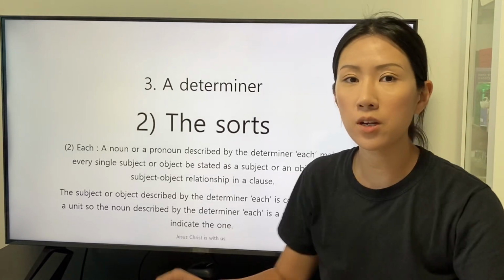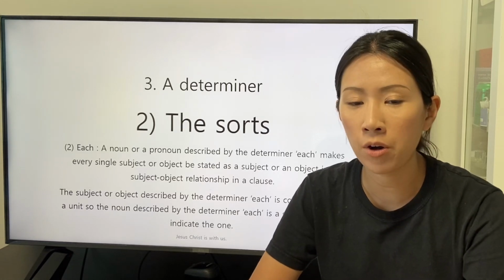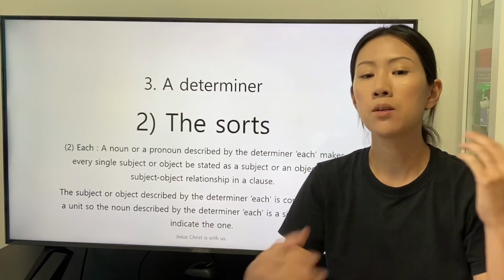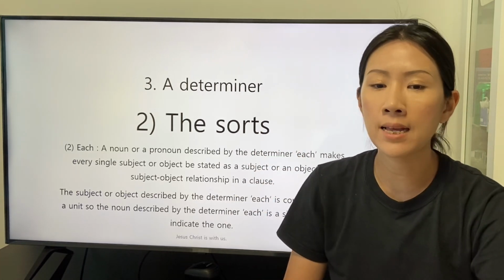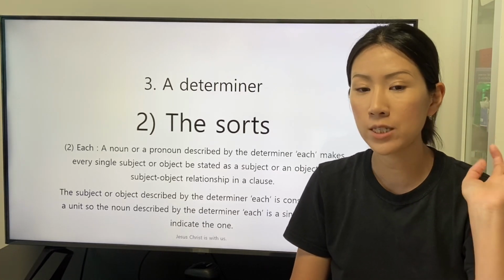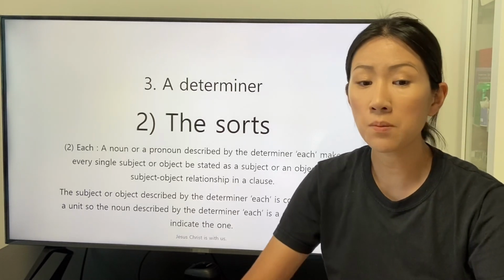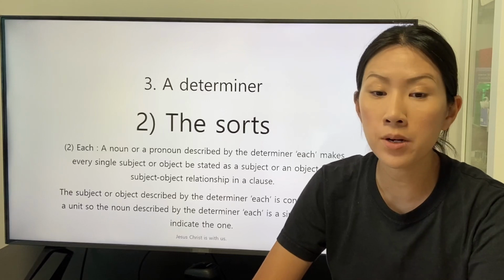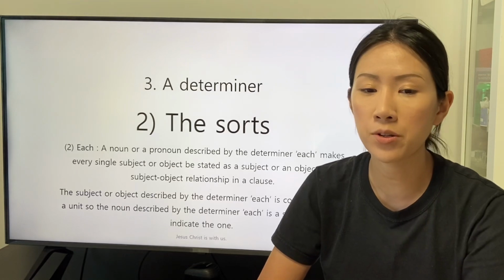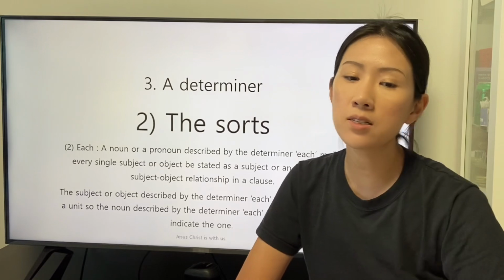The second sort of determiner is the determiner each. A noun or a pronoun described by the determiner each makes every single subject or object be stated as a subject or an object in a subject-object relationship in a clause. The subject or object described by the determiner each is considered to be a unit, so the noun described by the determiner each is a singular noun to indicate the one.